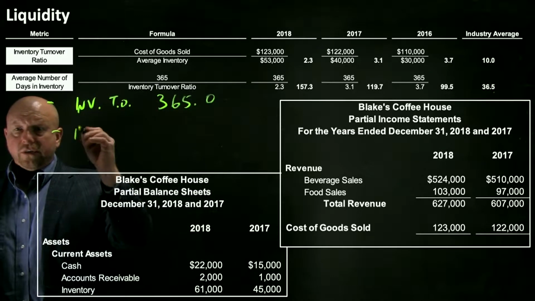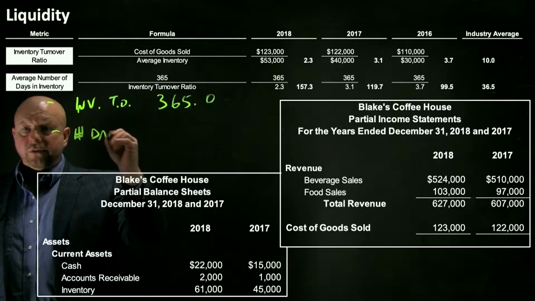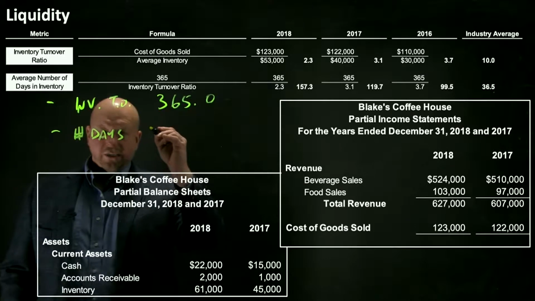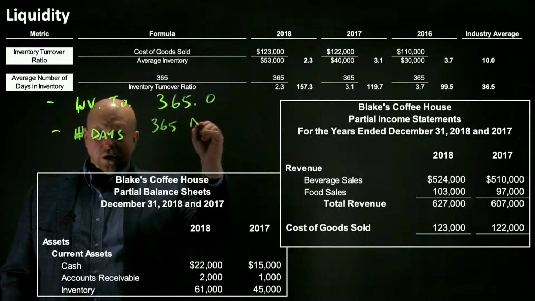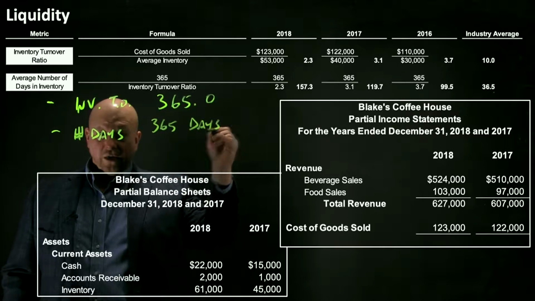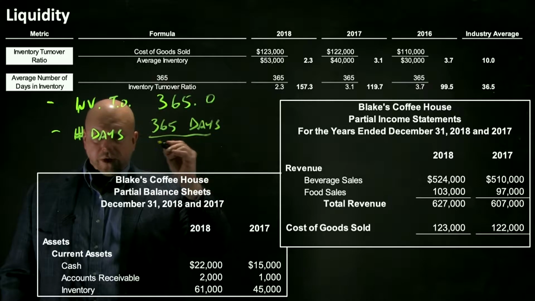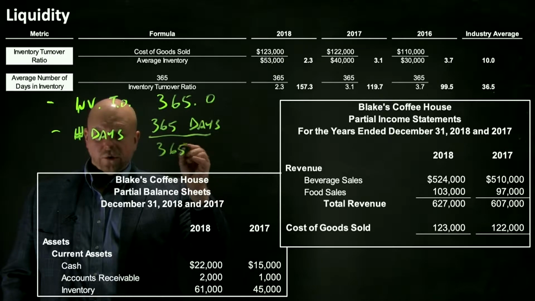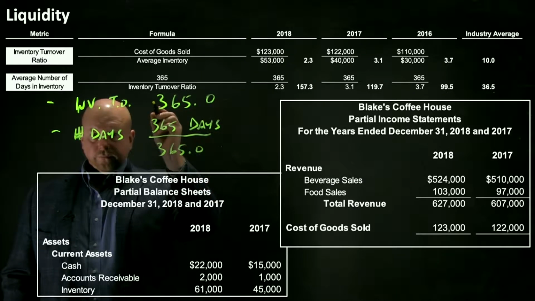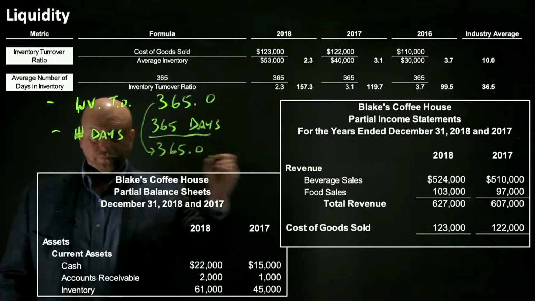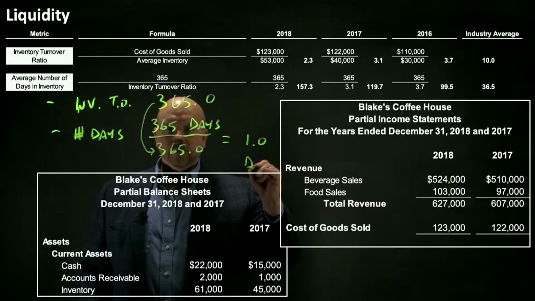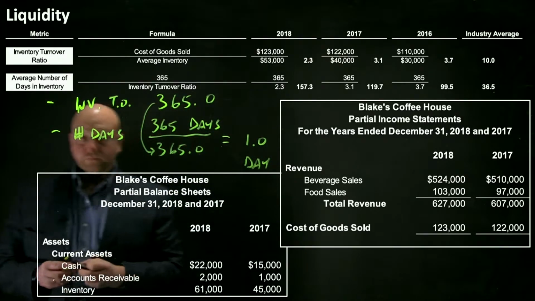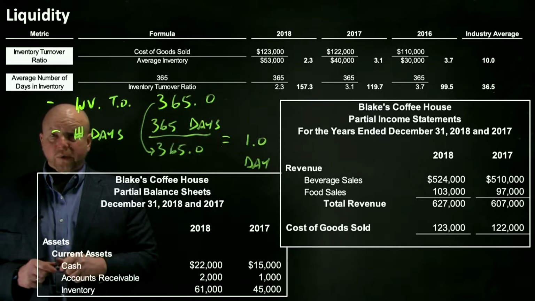Now, if you can translate this to the number of days, and remember this is an extreme example, if you take the number of days in a year, 365 days, and divide that by your inventory turnover ratio that we figured out above, that means that your average inventory holding period is 1 day, which is what I want for my sushi restaurant.